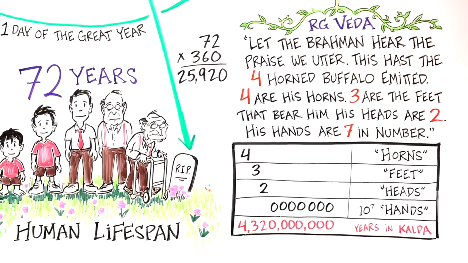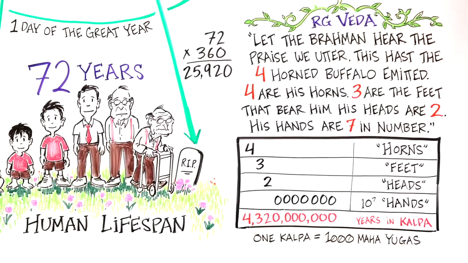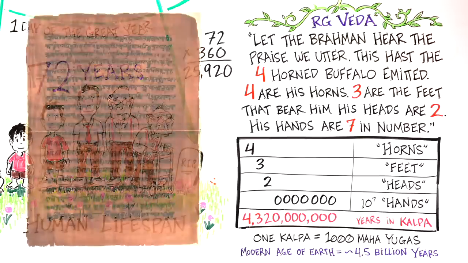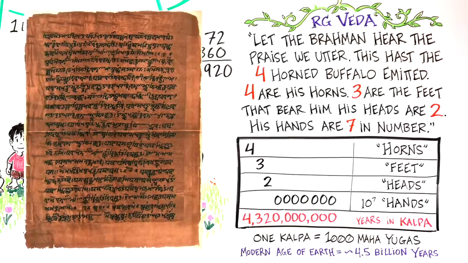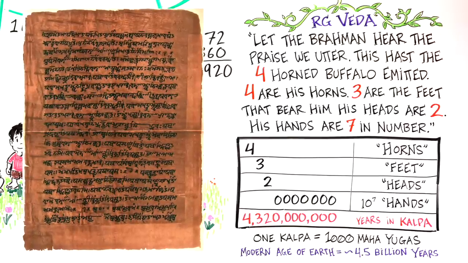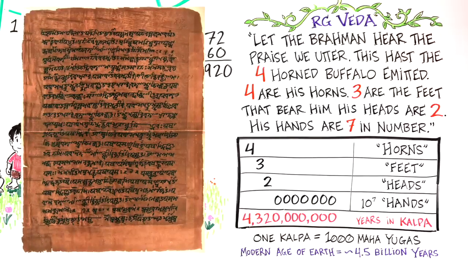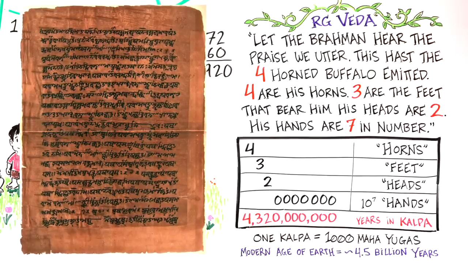the Kalpa, 4,320,000,000 years, which I find to be suspiciously close to the modern estimate for the age of the earth, which is about 4.5 billion years. So this was one way they had of encoding or embedding references to these sacred numbers in the Vedas. And this is probably some of the oldest writings extant where this canon of numerology is presented.